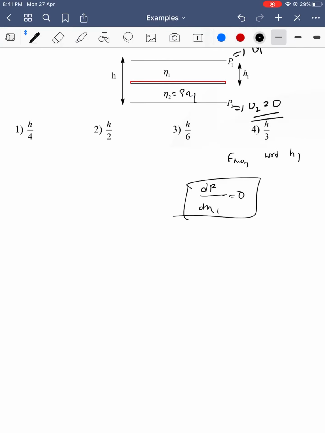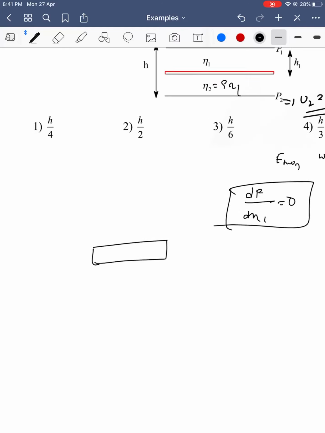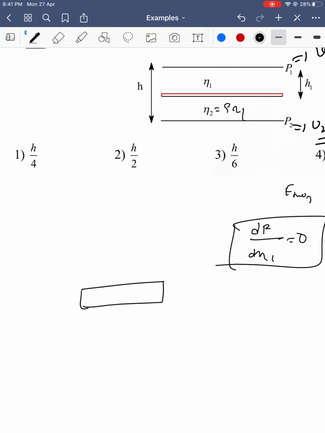First, on whom? On the plate. Draw the free body diagram of the plate. This is the plate. Because of the upper liquid, the viscous force acts, as the plate is trying to move in the forward direction with velocity v, and the external force is F. Okay, F external, and dF external by dx1 is equal to 0.